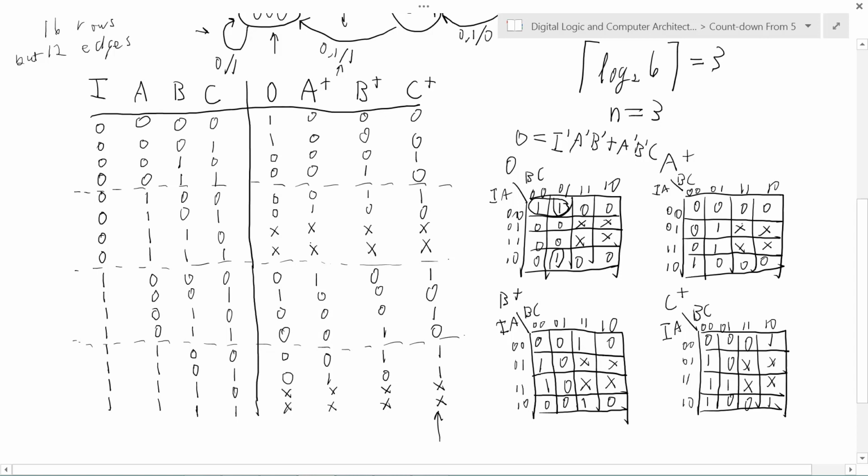What about A plus? The largest power of 2 group would be this square. And then we have a singleton. So let's keep this in mind. A plus equals A ANDed with C, or I, A prime, B prime, C prime. Let's box our Boolean equations so that we can keep track of them.